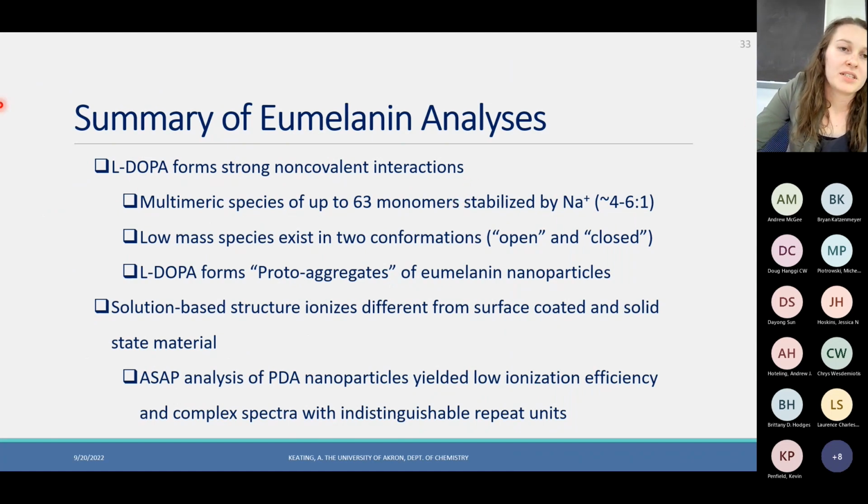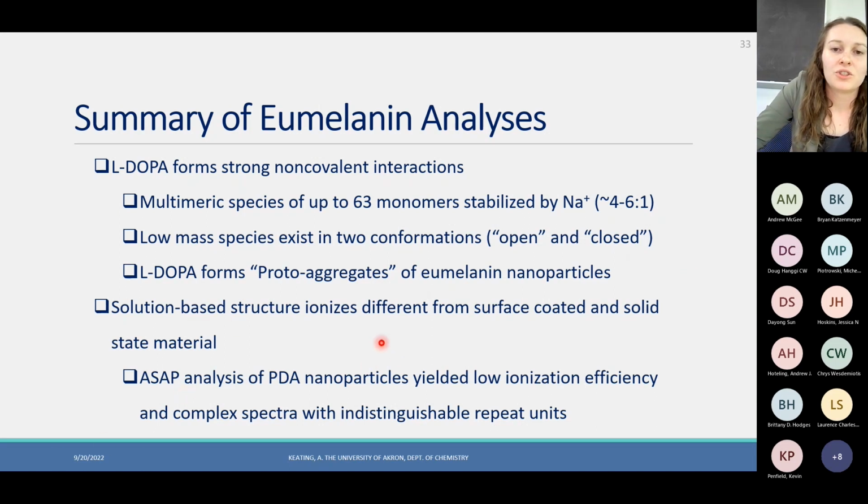Basically, the summary we have right now is that the L-DOPA building block forms strong noncovalent interactions of up to 6 monomers stabilized by sodium, at about a 4 to 6 to 1 ratio, an average of 5 to 1 between the DOPA and sodium. The low mass species exist in 2 conformations, open and closed, and as they increase in size, they favor the more closed species. So the idea is that L-DOPA might form these proto-aggregates that have been proposed previously in eumelanin nanoparticles.